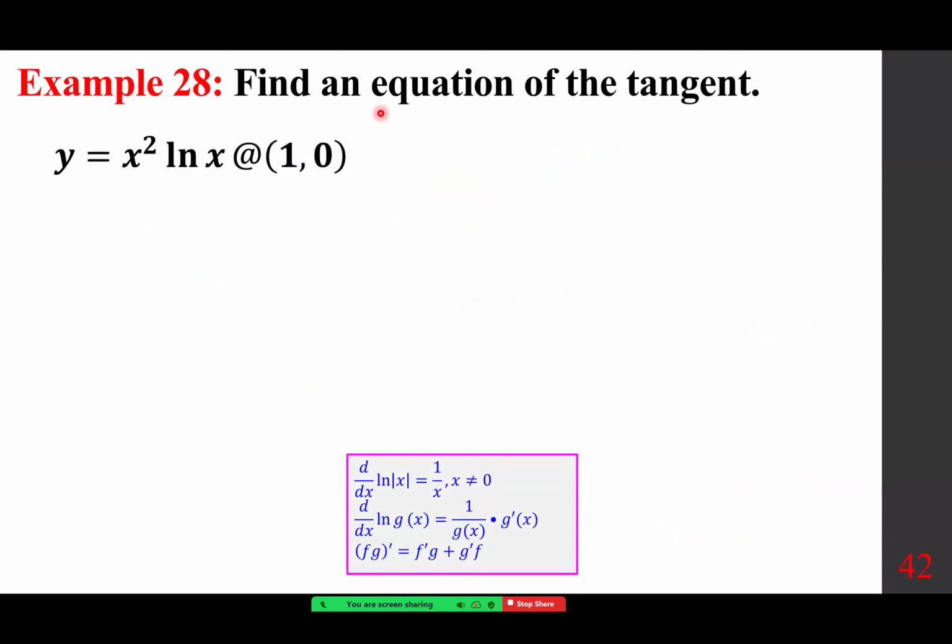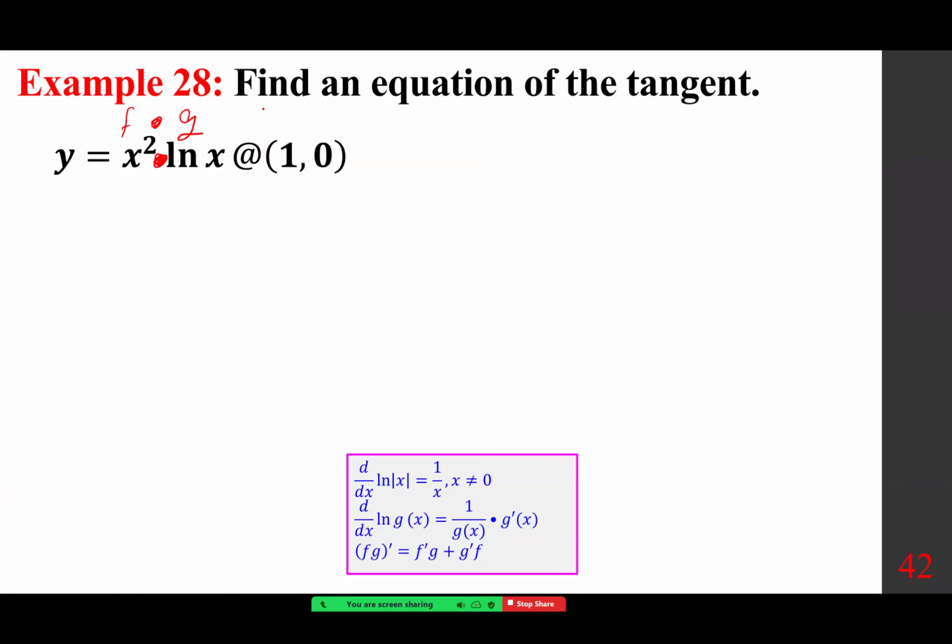We want to find an equation of a tangent line for the function y equals x squared ln x at the given point 1, 0. So we need to find its slope. We need to differentiate first. To do so, I'm going to put a raised dot in between x squared and ln x.